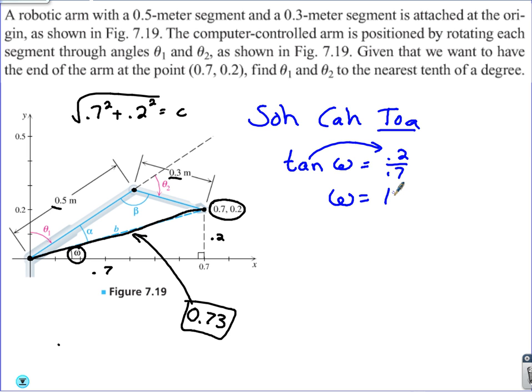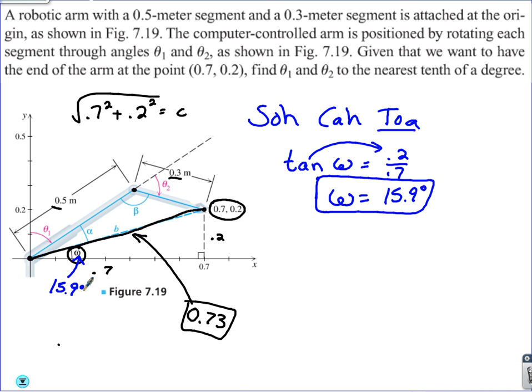So omega is equal to about 15.9 degrees. And if you were dealing with this problem in real life, I would be storing every one of these values. We'll leave it rounded for now. I think our answers will be close enough. So 15.9 degrees. Let me erase some of this stuff. Go ahead and put that down. That's 15.9 degrees.